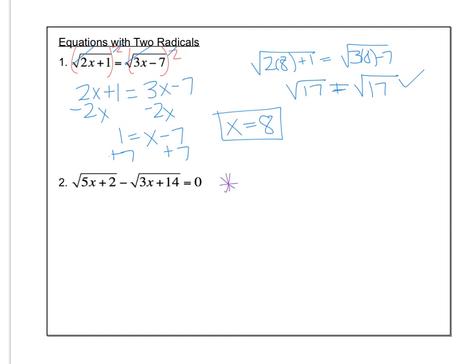Alright, number 2 is a little different. I have one first step. You can't just jump to the squaring step. You don't want to square it when it has a minus sign in the problem. You want to separate the radicals first. You want them on different sides of the equal sign. So that's what I'm going to do first.